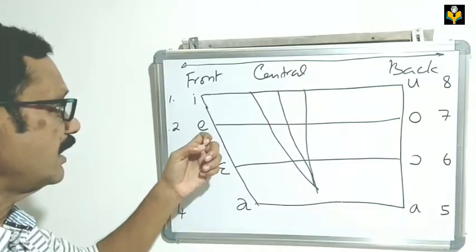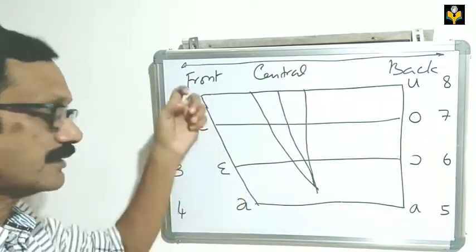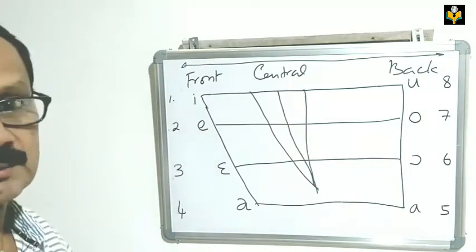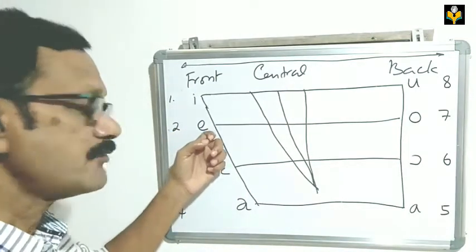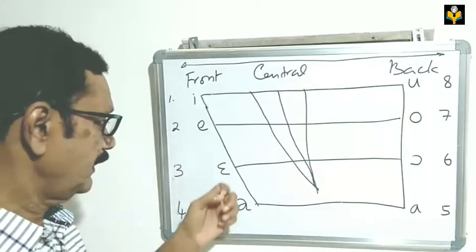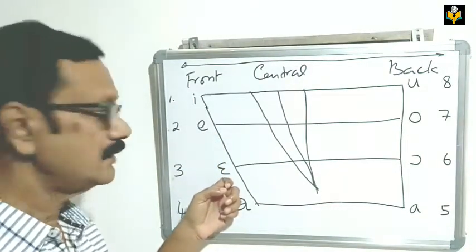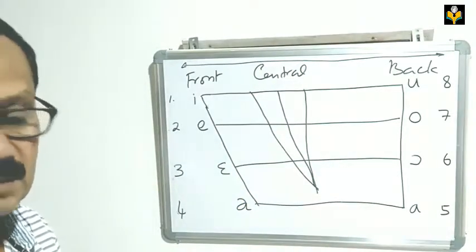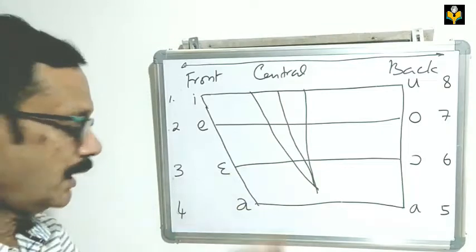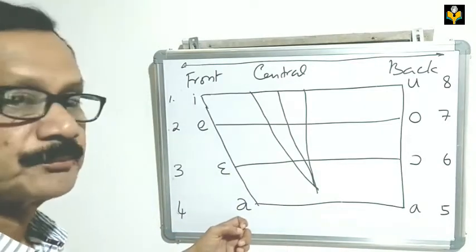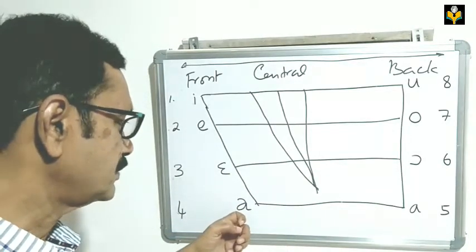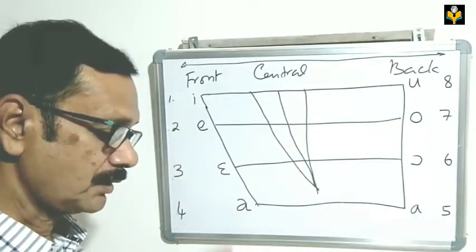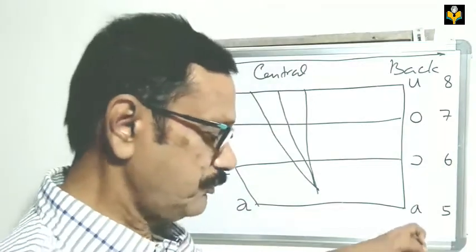This is front. All these are front. It is half close and also unrounded. Front, half close, unrounded. Then this one, the third one, it is also front, half open and unrounded. Front, half open, unrounded. Here this one is front, open, unrounded. Front, open, unrounded.